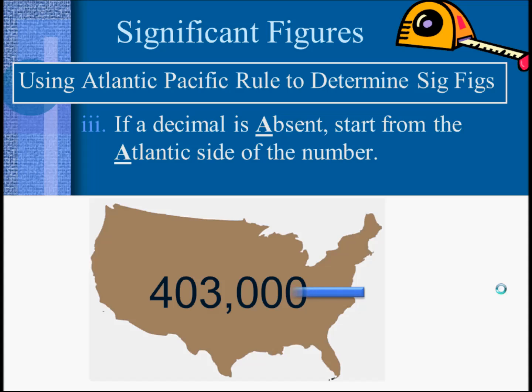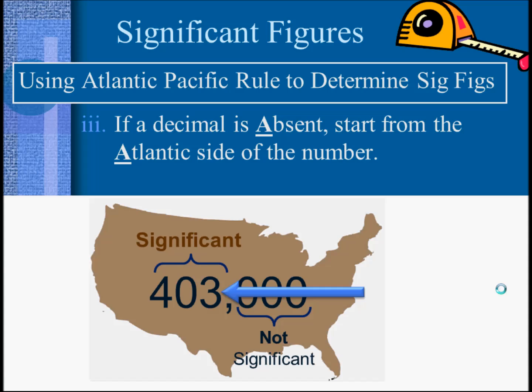And then the same deal. All the zeros that I cruise through are not significant. And then from the point where I stop, everything from that point, in this case from that point to the left, are all significant digits. So this particular measurement, 403,000, written as it is, has 3 sig figs. So remember, you can always use the Atlantic-Pacific rule as a quick and dirty way to tell how many sig figs a number has.